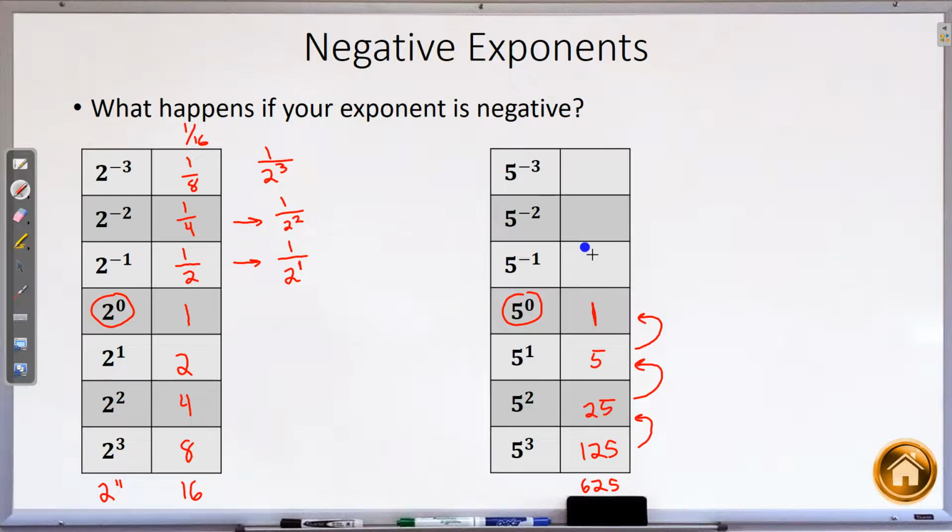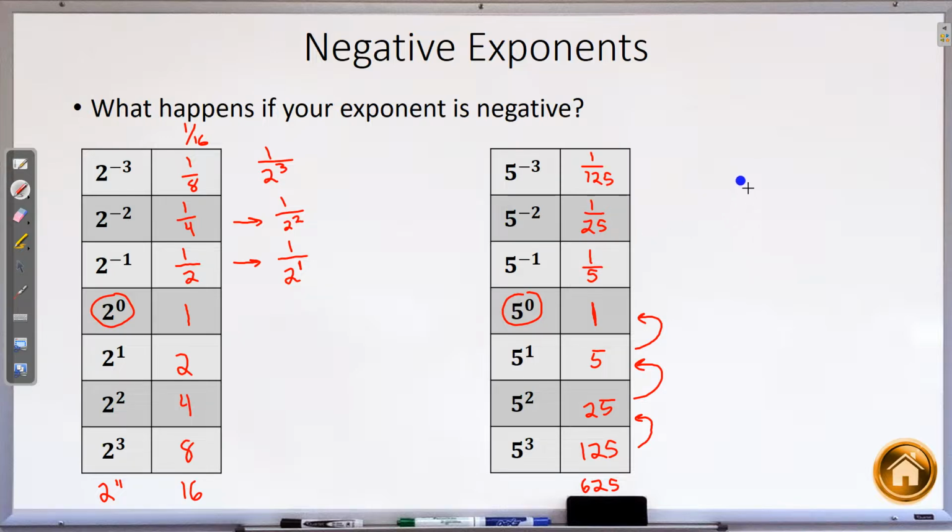To divide that by 5 again, it's 1/5. Divide that by 5 again, that makes the denominator get bigger, 25. And divide that by 5 again, 1/125. So again, you're seeing that this negative exponent is sending the number to the denominator. 5 squared is 25, but that negative moves it to the denominator. So that works for any number.